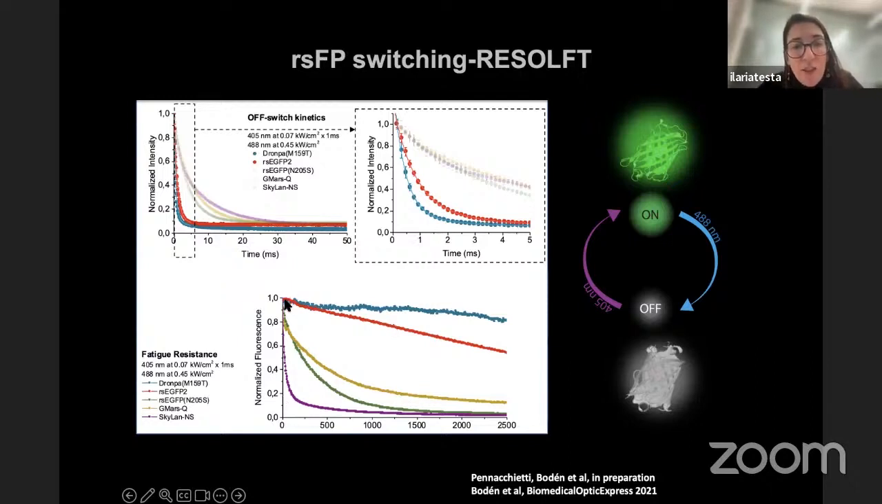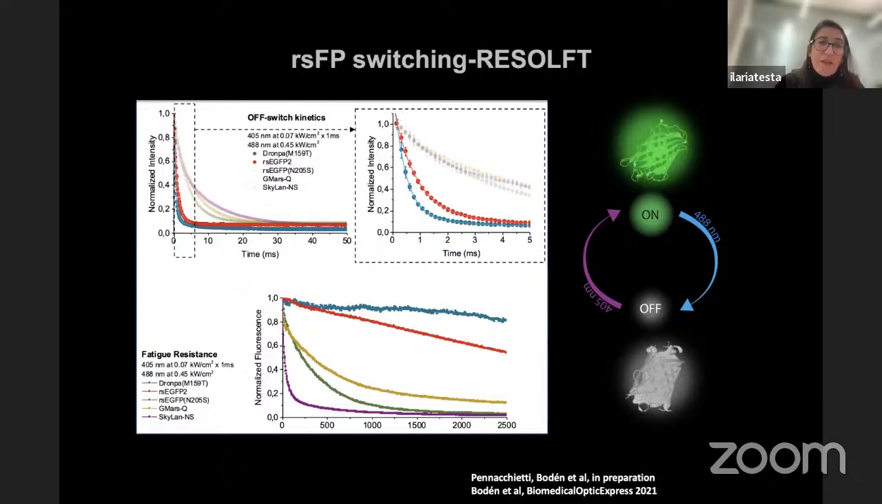And in this one, we are basically shining blue light, 405, and checking for how long the fluorescence stays. That's what we call fatigue. We like this one because it can cycle many times. And usually the faster ones, like Dronpa and rsGFP, are really great here. They give you fewer photons per time, but they cycle more times. And here, they cycle a bit less.